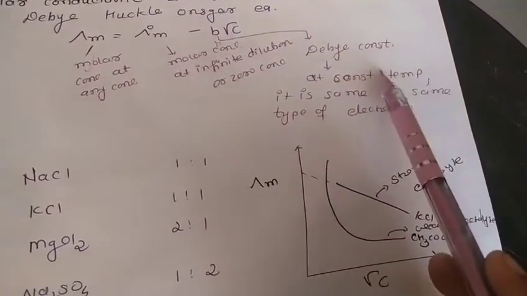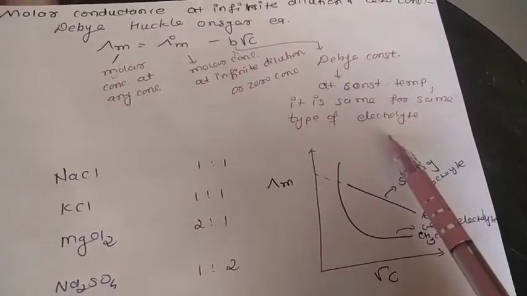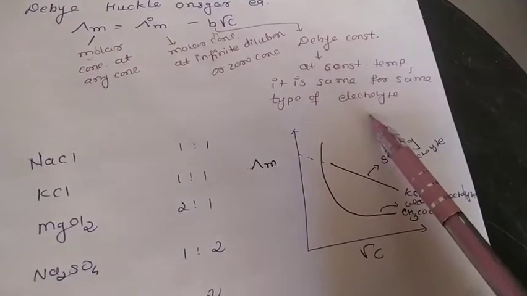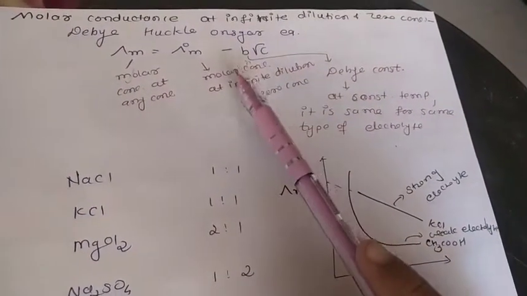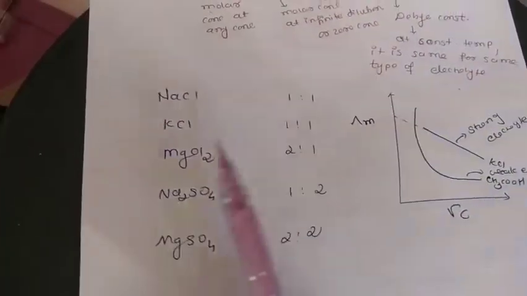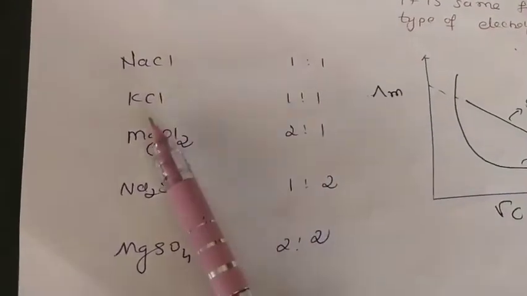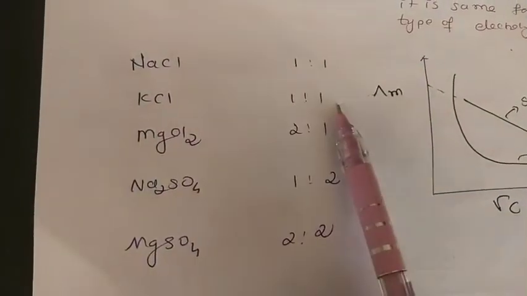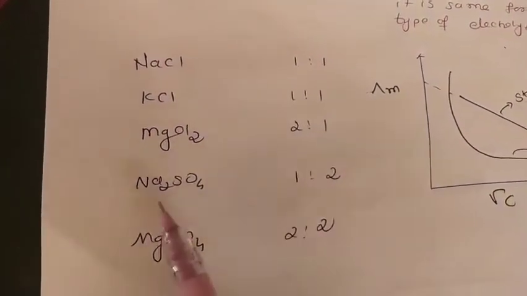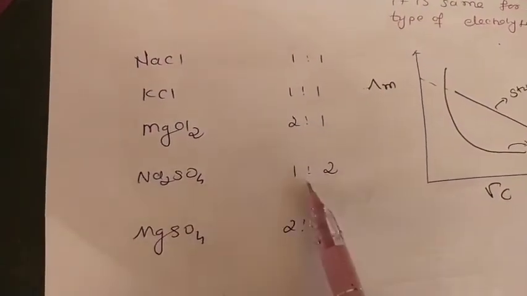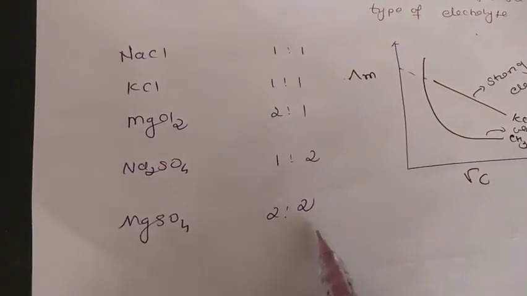B is the Debye constant. At constant temperature, it is the same for the same type of electrolyte. We will see different types of electrolyte in detail. The square root of C means nothing but the concentration. For NaCl, we know Na plus and Cl minus, so the ratio is 1:1. For KCl, K plus and Cl minus, it is 1:1. For Mg plus 2 and Cl minus, 2:1. For Na plus and SO4 minus 2, it is 1:2. For Mg plus 2 and SO4 minus 2, it is 2:2.